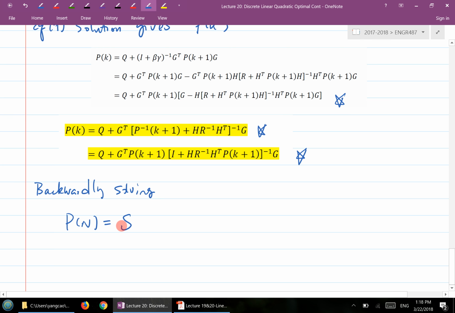P of n equal to S. Then I'm going to substitute this P of n back into any one of the equations over here. So if this is n, then this is n minus 1, right? So substitute S over here, okay? And then you solve for P of n minus 1. Once you get P of n minus 1, then you solve for P of n minus 2, and up to the last one, P of 0, okay?